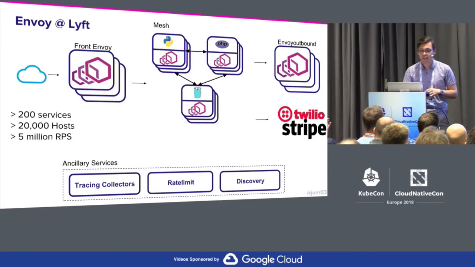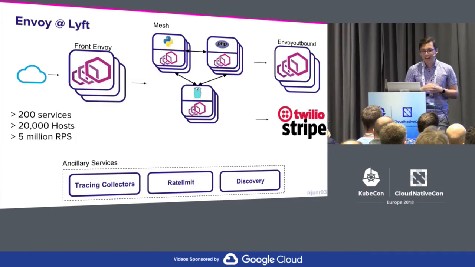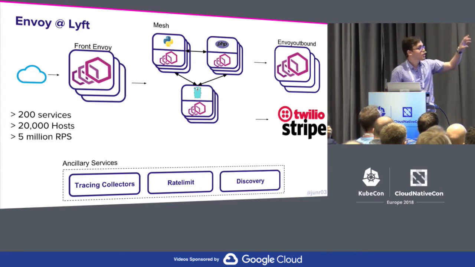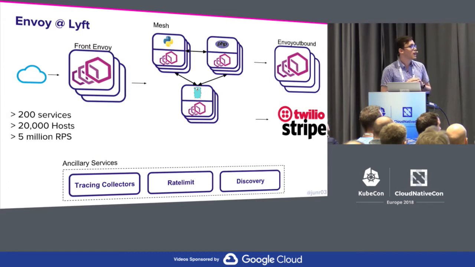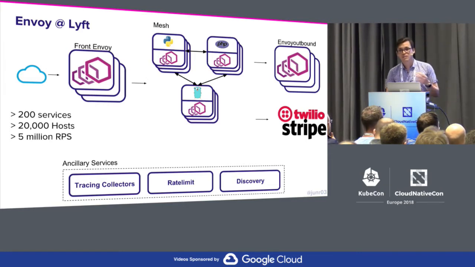So that brings us to today. Where is Envoy today at Lyft? It's everywhere. And that was one of our design goals from the beginning. So right now, Lyft runs over 200 services with over 20,000 hosts and about, at peak, 5 million RPS in the mesh. We have Envoy, as I said, at the edge, inside all of our services, and also to use with communication out of our infrastructure. In addition, we have a couple ancillary services to Envoy, our tracing collectors, rate limit, as I explained before, and our discovery service.